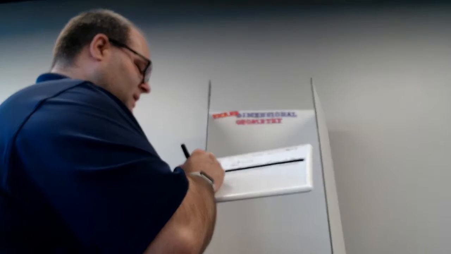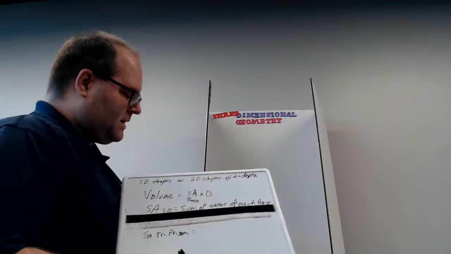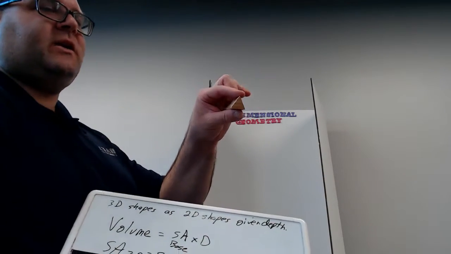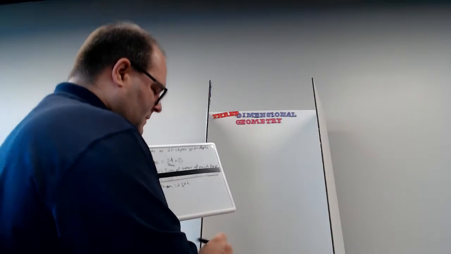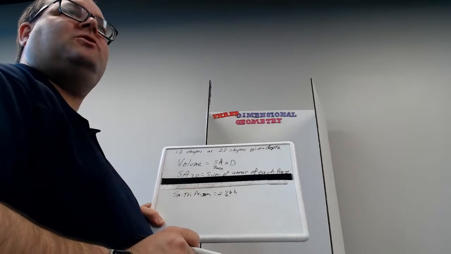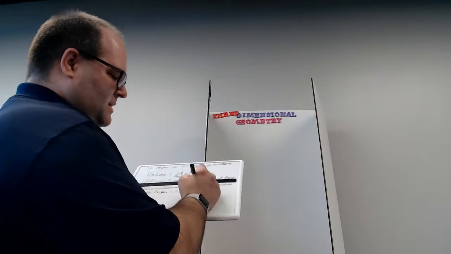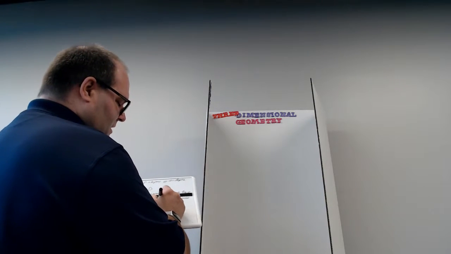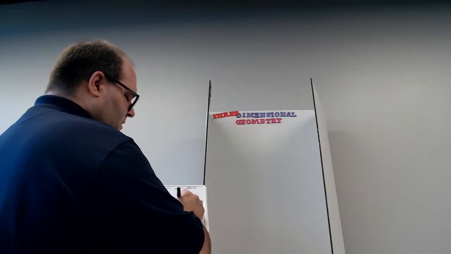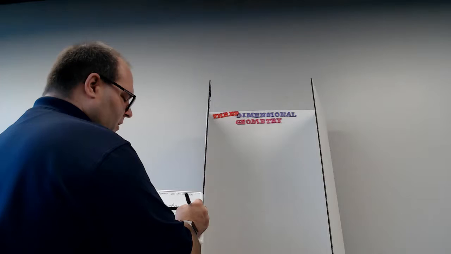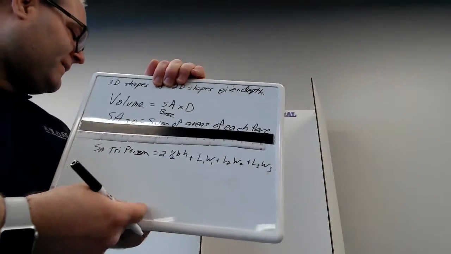The surface area of a triangular prism needs to be determined by the surface areas of the 2 triangular faces, which is 1/2 base times height, remembering that the base and height need to be mutually perpendicular, plus the area of each of the faces, which is going to be the length times the width for each of the 3 faces: length 1, width 1, plus length 2 with width 2, plus length 3 with width 3. In this case, they all happen to be the same length and width, but they don't have to be.